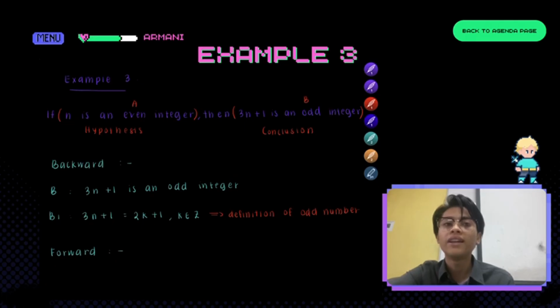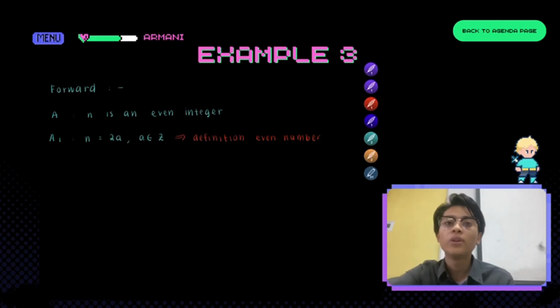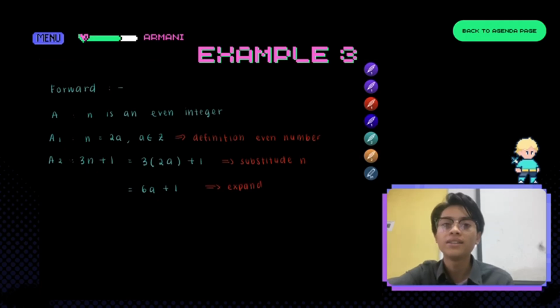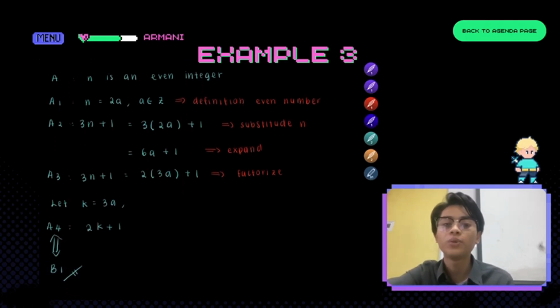Forward method. A, n is an even integer. n equals 2a. That we get from the definition of an even number. And now we will substitute n. 3n plus 1 equals 3 times 2a plus 1, and we expand. We get 6a plus 1. And we factorize. We get 3n plus 1 equals 2 times 3a plus 1. Now we substitute k with 3a and we get 2k plus 1. From this we see that A4 is logically equivalent to B1.